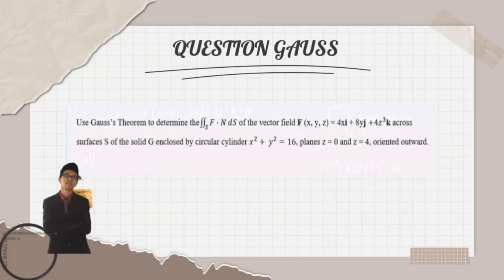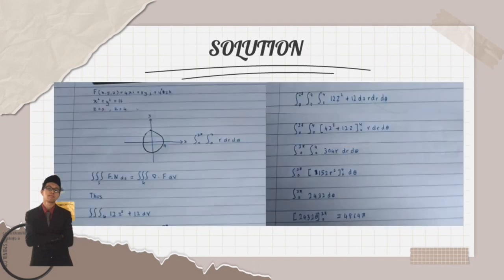Hey guys, my name is MT Afiq and this is our first example of Gauss' law. From the equation, we get F(x,y,z) equal to 4x i plus 8y j plus 4 cubed z k, and x squared plus y squared equals 16, with z equals 0 and z equals 4. From this, we can get the estimated graph, and after doing so, we get the full equation with the limits 0 to 2 pi, 0 to 4, and lastly 0 to 4. After we do the standard integration, we get our final answer, 4,864 pi.